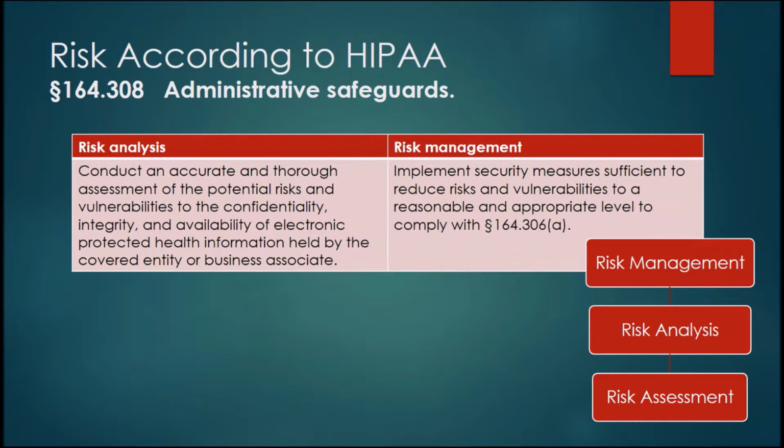The Security Rule's Section 164.308 states that a covered entity and business associate must complete a risk analysis, which is to conduct an accurate and thorough assessment of the potential risks and vulnerabilities to the confidentiality, integrity, and availability of electronic protected health information. The model here is to complete a risk assessment and then to perform a risk analysis. However, determining risk is not the end of the story. All of this falls under risk management, which is to implement security measures sufficient to reduce risks and vulnerabilities to a reasonable and appropriate level to comply with the Security Rule.